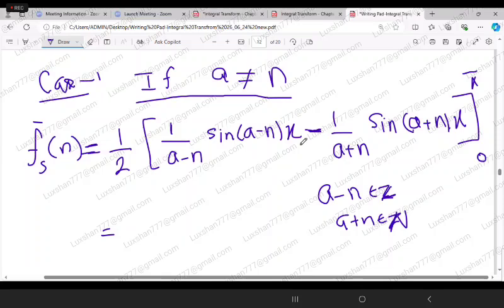But whatever the case, both will be 0 because sine k pi is also 0, and sine 0 is also 0. Therefore, this will become 0, and this will become 0. Do you understand why it became 0? Because if you substitute 0 it is 0, and if you substitute pi it is also 0. Therefore, f s n, if a is not equal to n, becomes 0.